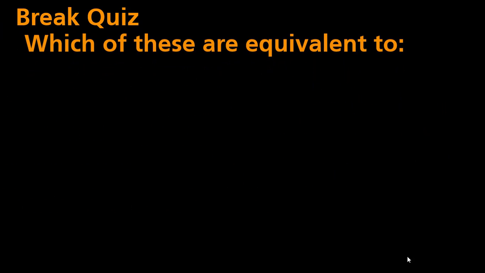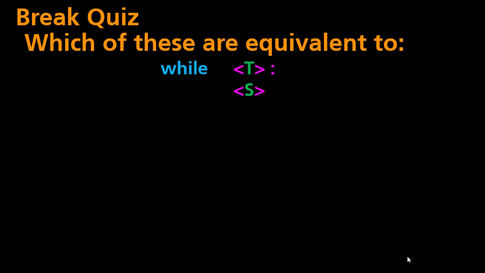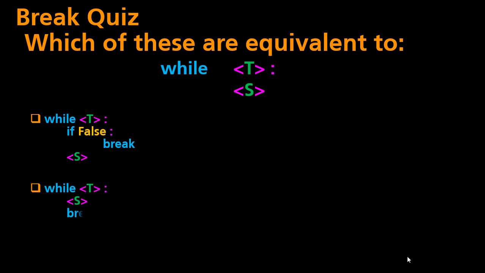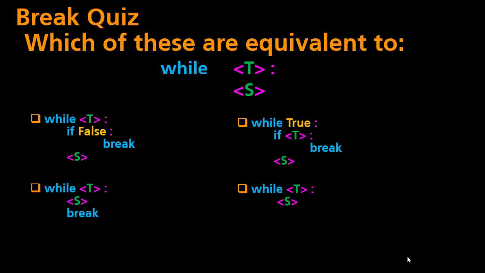So now it's time for a quiz. And the question is, which of these are equivalent to while T execute S? So the possible choices are: while T, if false, break, then S. The second choice is while T, S, and break. The third one is while true, if T, break, and then S. The fourth one is while T, else, break. So try to think of that carefully and choose the correct answer.